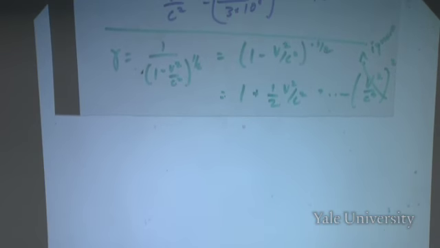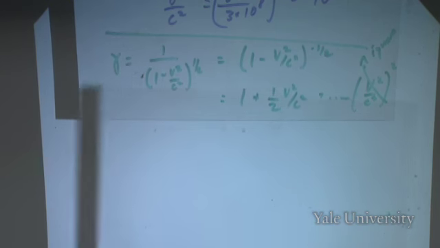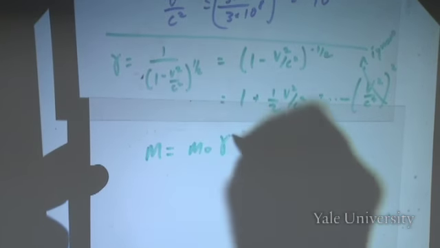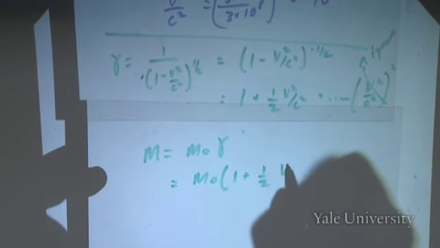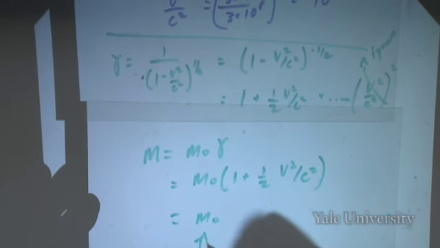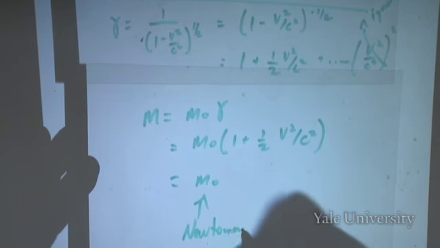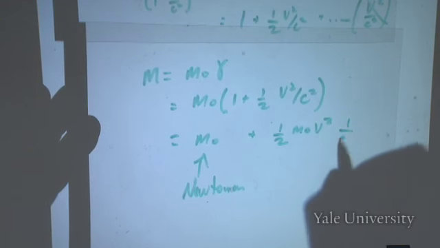And so you can substitute this for gamma in situations where v is kind of small. For example, let's go back to this mass equation. 1 plus 1/2 v squared over c squared. This is the total mass. Now, let's separate these terms out. m0, that's the Newtonian term. And now here's a post-Newtonian approximation: 1/2 m0 v squared divided by c squared.